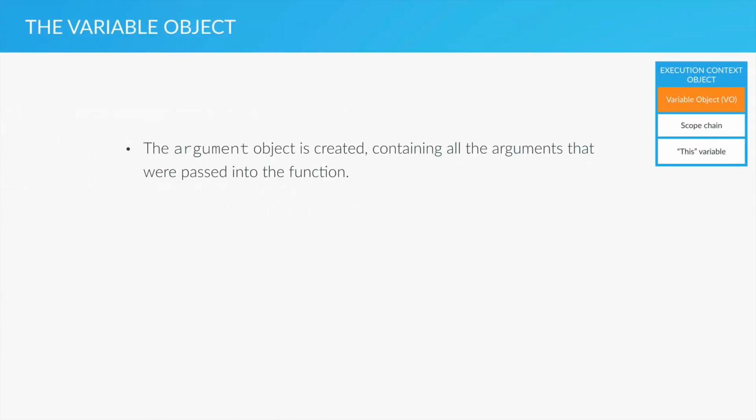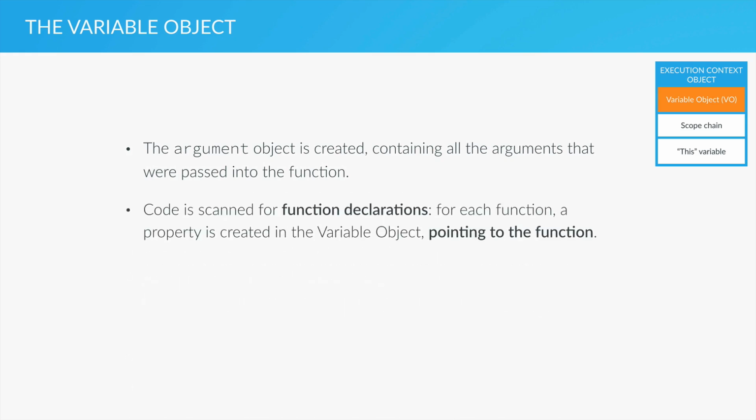So this is what happens in the creation of the variable object. The argument object is created, which contains all the arguments that were passed into the function. The code is scanned for function declarations, and for each function, a property is created in the variable object pointing to that function. This means that all the functions will be stored inside the variable object, even before the code starts executing. And this is very important for you to know.